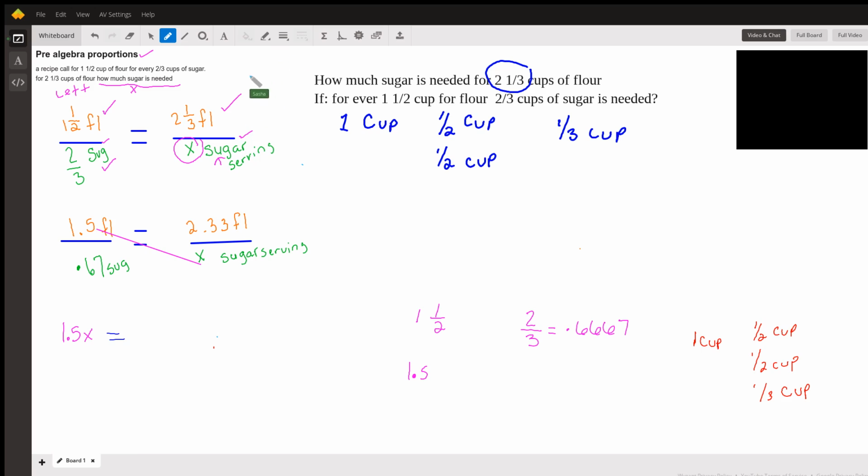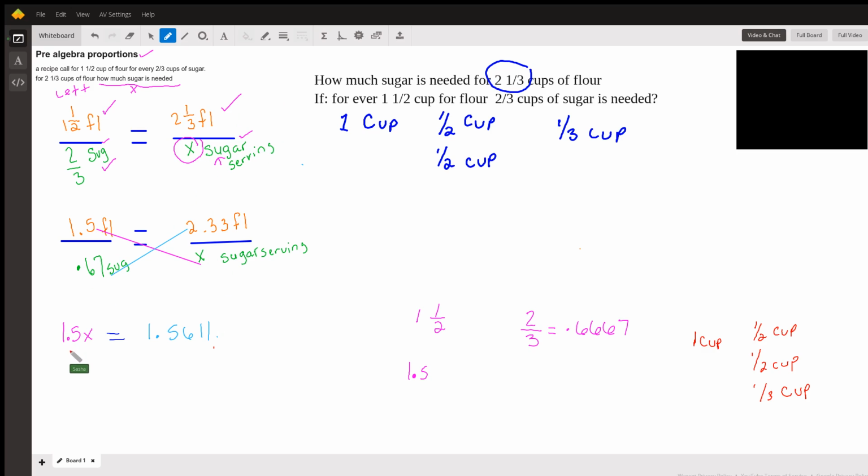And now we need to create another diagonal line, 2.33 times 0.67 is going to give me 1.5611. Now I need to solve for X, okay?